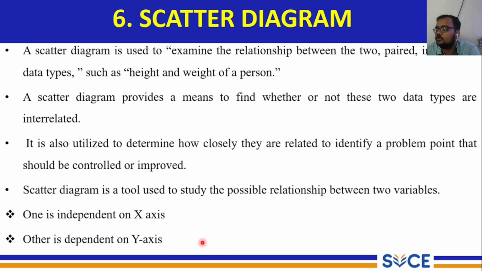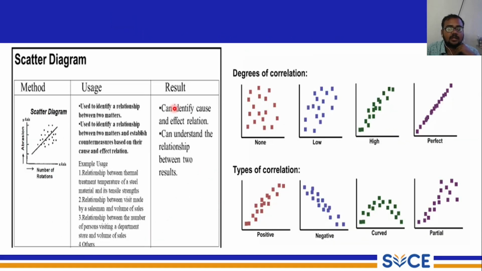The next one is your scatter diagram. A scatter diagram is used to examine the relationship between a pair of interrelated data types, probably ones which are easier to correlate, like the height and weight of a person, right? It is used to determine how closely they are related to each other and identify a problem point that could be controlled or improved individually. The dependent variable is usually kept on the y-axis and the independent one on the x-axis. An example is shown here.